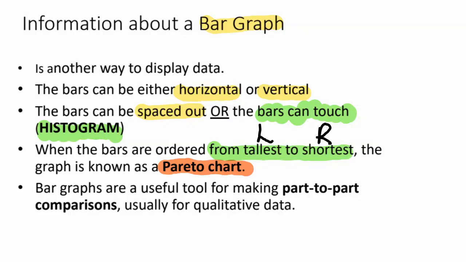Now, bar graphs are a useful tool when making a part-to-part comparison. Part to part. I want to compare, let's say, yellow cars and blue cars. I'm comparing them. I have a better way of comparing them than to look at a circle graph. Can I still compare them with a circle graph? Yes, but a bar graph is clearer and more distinctive than a pie graph. Now let me show you.